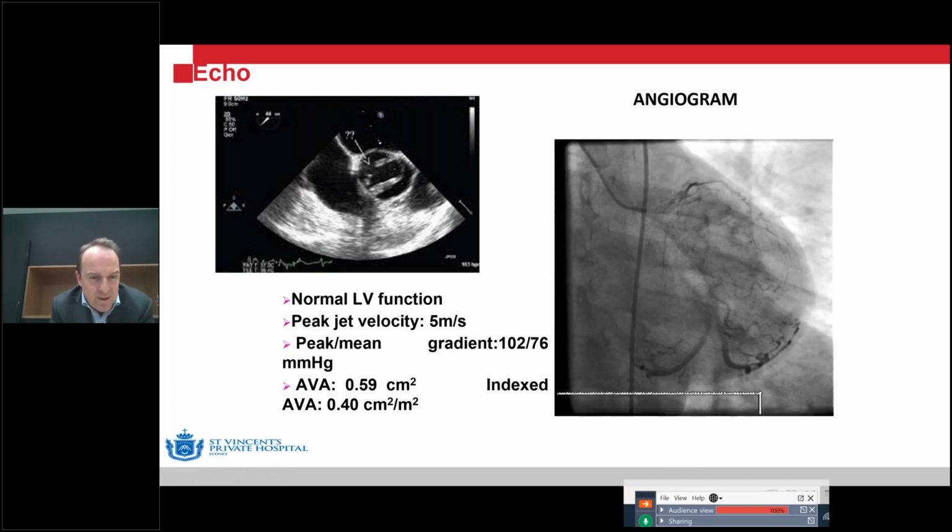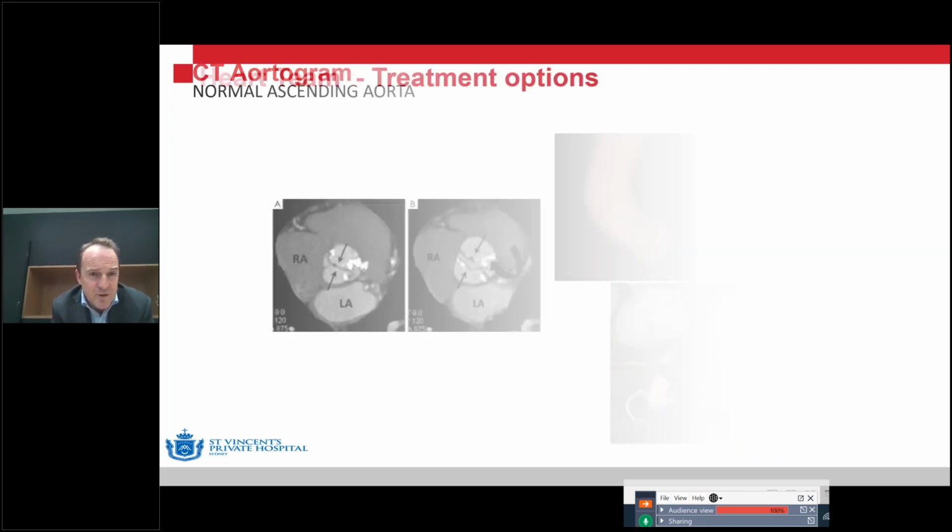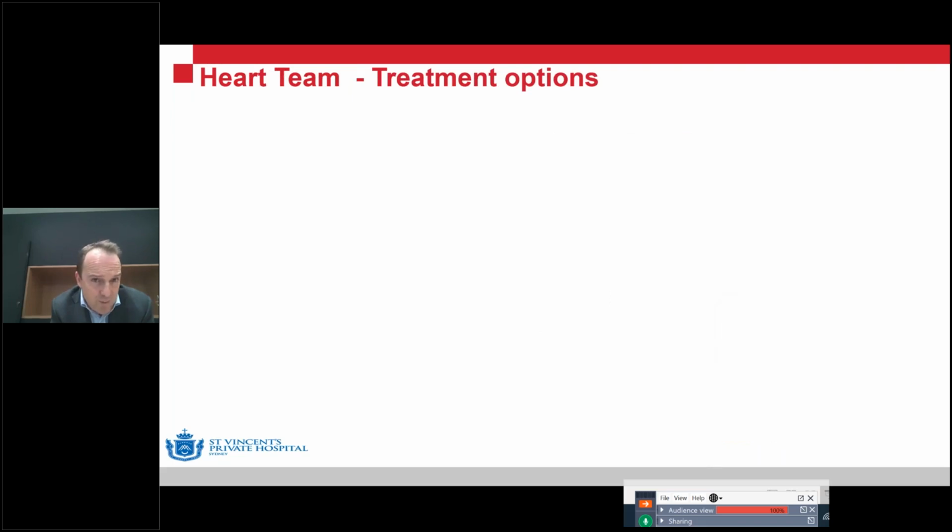And we obviously have to make a decision on what to do. He had a CT which confirmed his bicuspid aortic anatomy. His ascending aorta wasn't dilated, which it can often be with bicuspid aortic valves. And so the decision to do anything really rested just on his aortic stenosis. So we've got some treatment options.